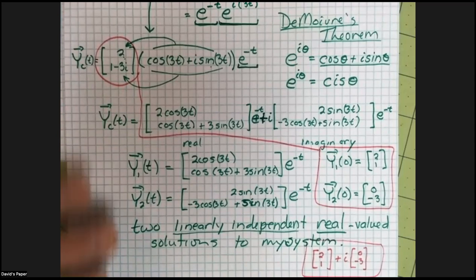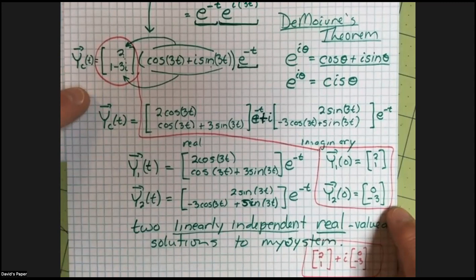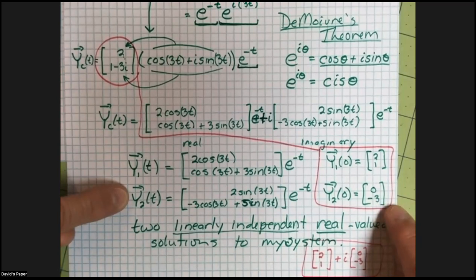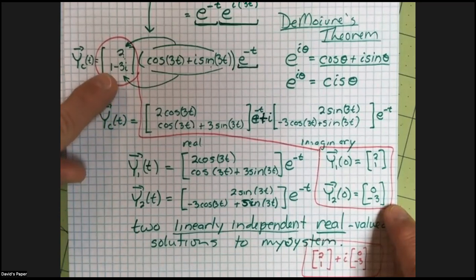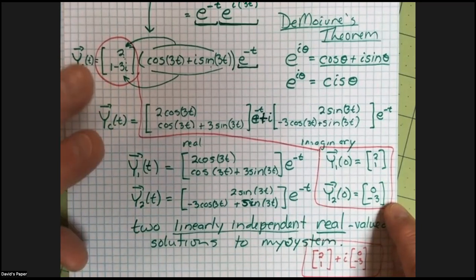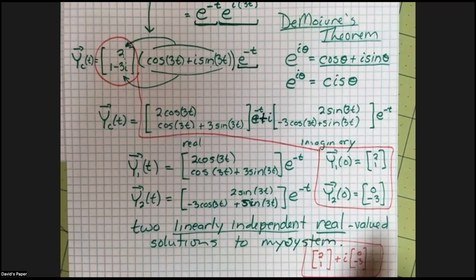Now, I still could have made a mistake in here, but this is very comforting that when I extract the real parts of my function, their initial values should match the original complex eigenvector. If they don't, you've made an error. If they do, you may still have made some error, but at least you're probably on the right track.